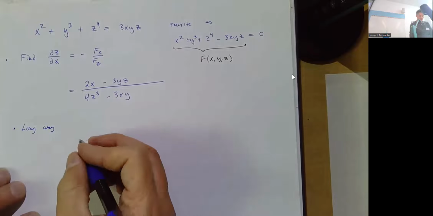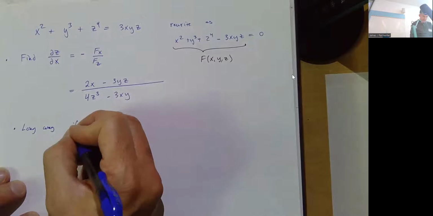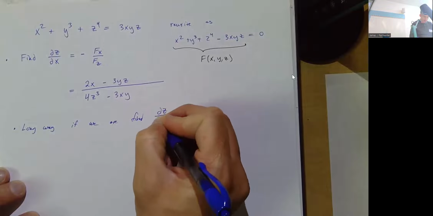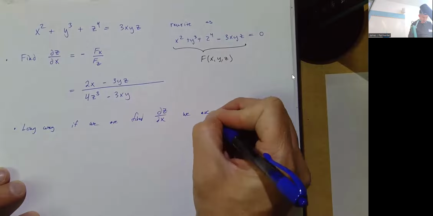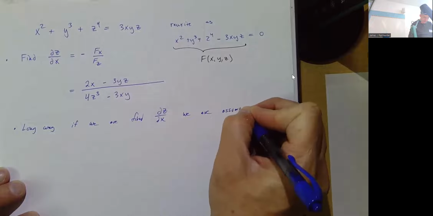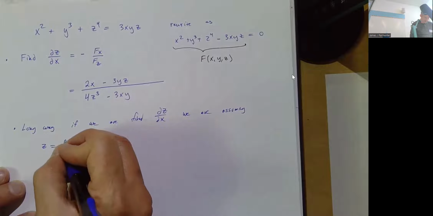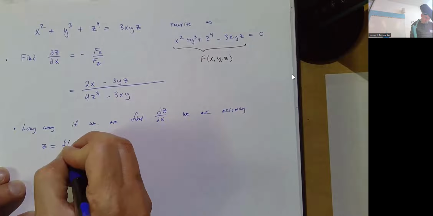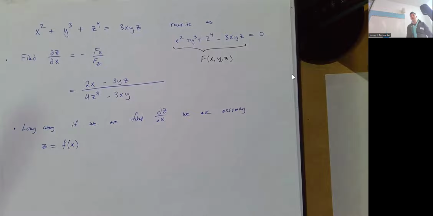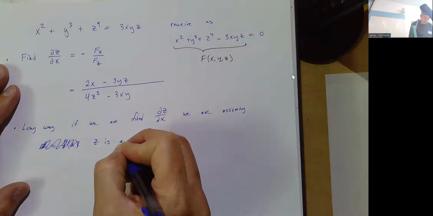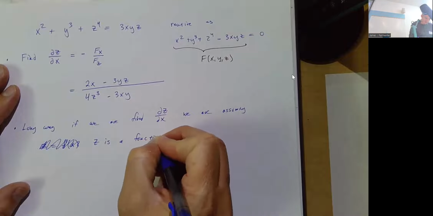So again, we are making the assumption, if we are finding del z del x, that z is a function of x. It might also depend on y, but if you're differentiating with respect to x, I think words would be better here. We are assuming z is a function of x.